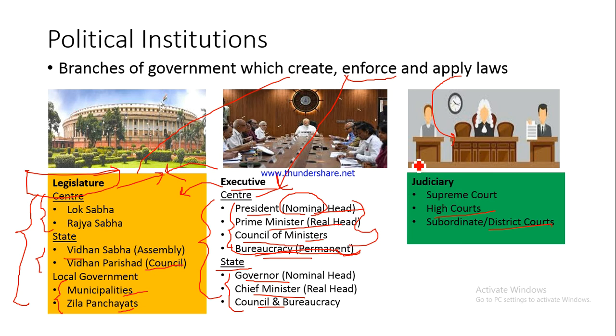For example, what if there is a conflict between the center and the states? Let's say there's a conflict between a central government and the state governments. Naturally, this would mean that they are both interpreting a law differently. That is why there's a conflict between them. Then the judiciary will step in and they would interpret the law, what the law means, and then they would decide in favor of one or the other party, depending on whether the state or the center is going by the law. So this is the job of the judiciary.